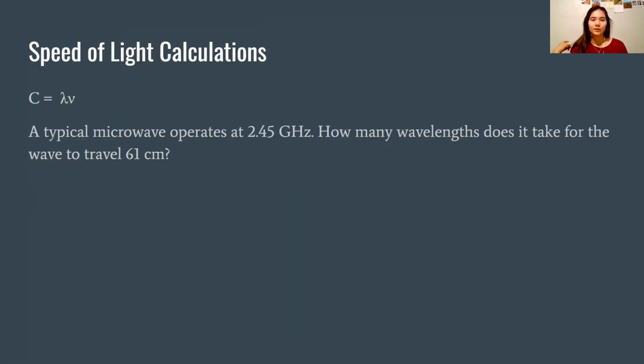Okay, so speed of light calculations. If a typical microwave operates at 2.45 gigahertz, how many wavelengths does it take for the wave to travel 61 centimeters? Go ahead and solve this with me. I'm just going to do it on my own scratch paper, and you can do it on yours. So first we have to convert gigahertz to normal hertz.